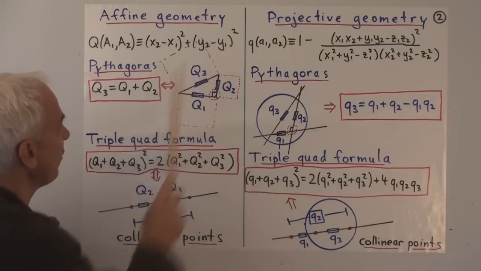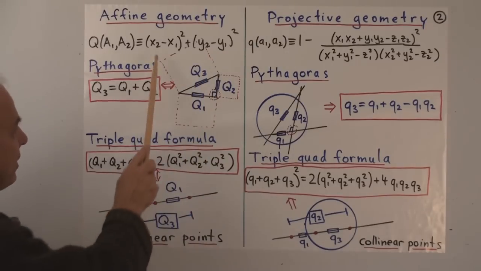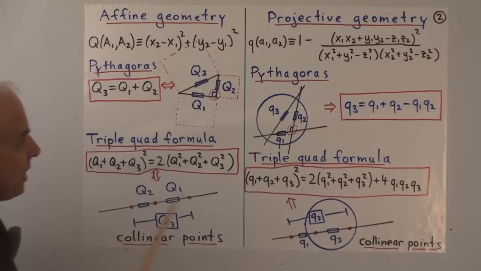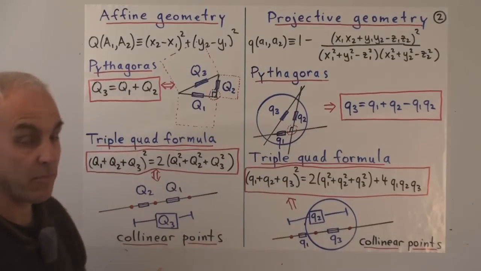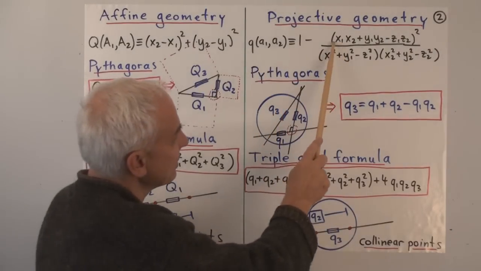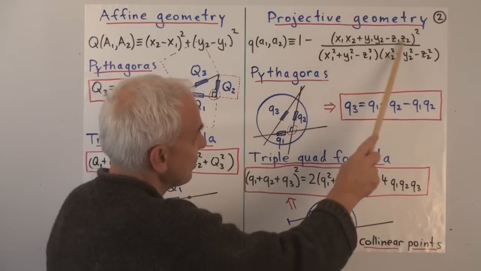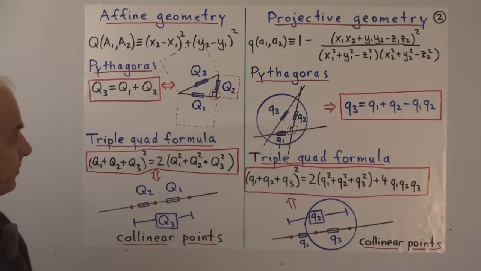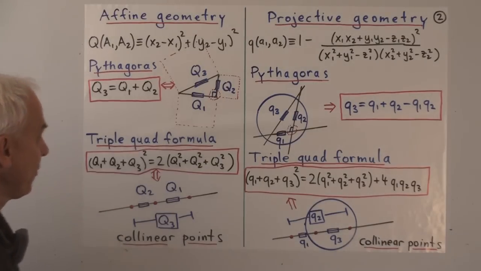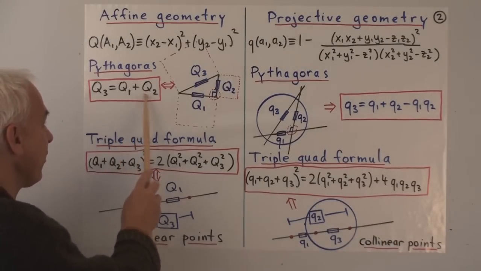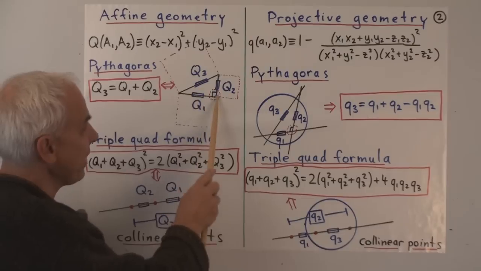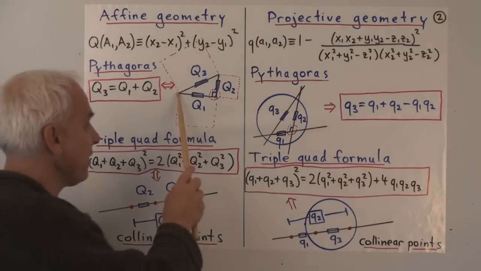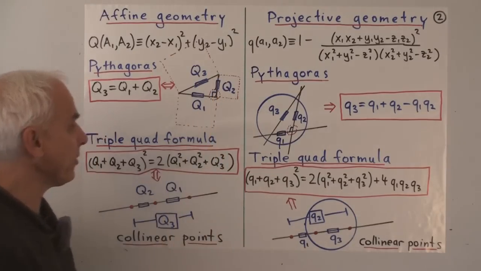Here's the formula for the quadrance between 2 points: difference in x coordinates squared plus difference in y coordinates squared. Here was the formula for the quadrance in the hyperbolic setting: 1 minus an expression like this, a dot product squared divided by the product of 2 dot products at the bottom. Pythagoras' theorem, Q3 equals Q1 plus Q2, is equivalent to having a right angle between 2 of the sides of the triangle, in other words, this side and this side being perpendicular.